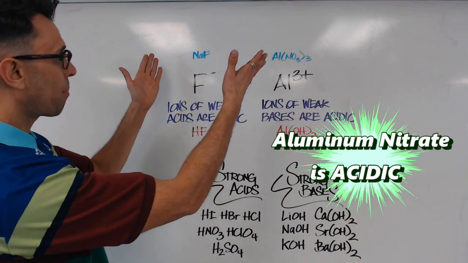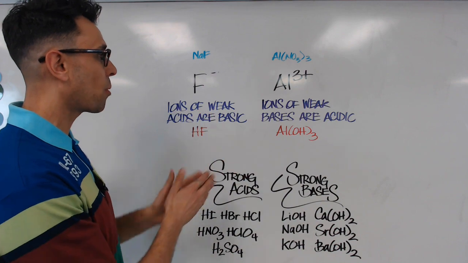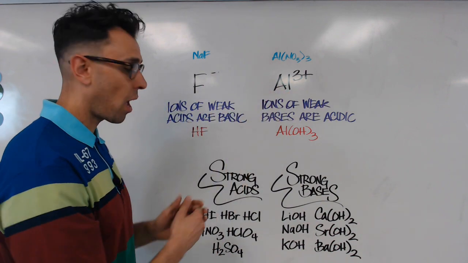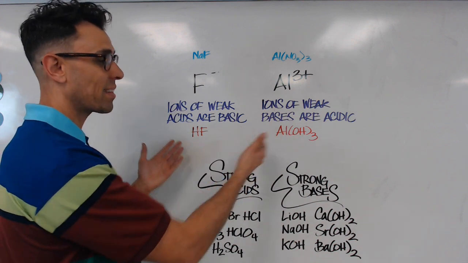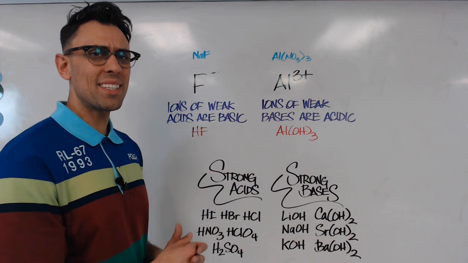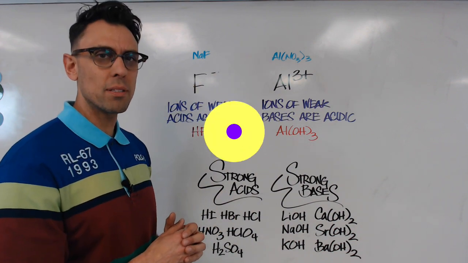So we've got two compounds. We've been able to decide whether they were acidic or basic by splitting them apart, looking at the individual ions, comparing them to our list of strong acids and strong bases, and following this simple rule. Next, let's take a look specifically at how this basic behavior happens.